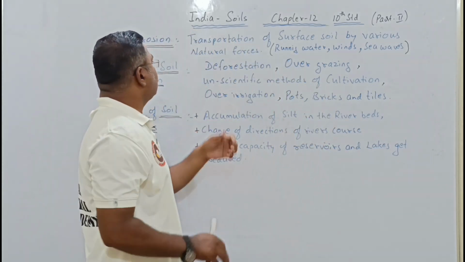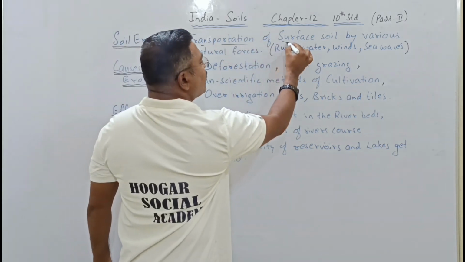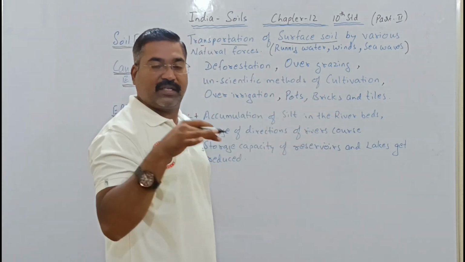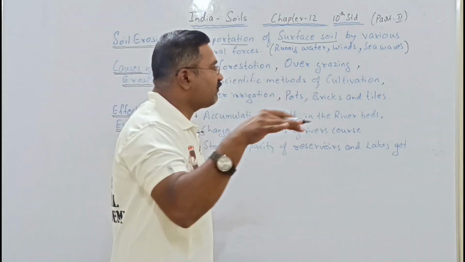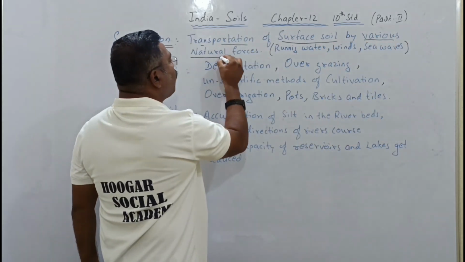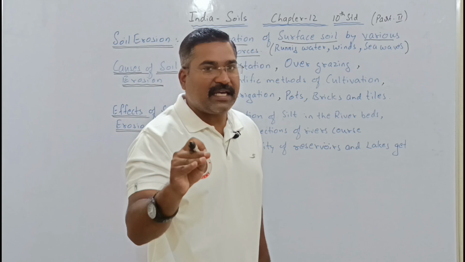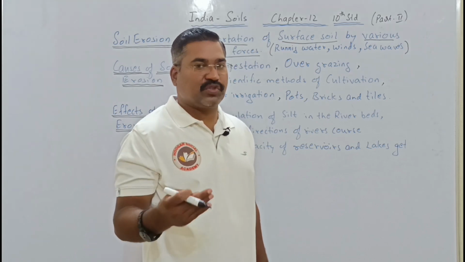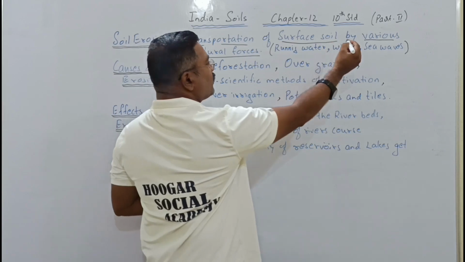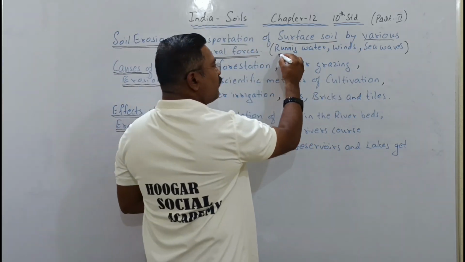Now what does it mean? Soil erosion is the transportation of surface soil, the upper layer of the soil, by various natural forces, not man-made. Man-made causes are there, and we will learn about them also, but the majority of soil erosion is a process of the natural forces.